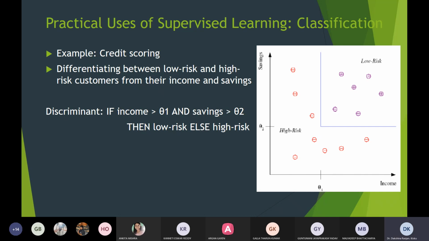In this credit scoring, we find a discriminant function. This discriminant function is based on some parameters or attributes. Here we have taken two parameters: one is the income, another is the savings. Based on these two attributes, we can design a discriminant function, and that function will tell us who would be the low risk customers and who would be the high risk customers. So here the task is to differentiate between low risk and high risk customers from their income and savings.